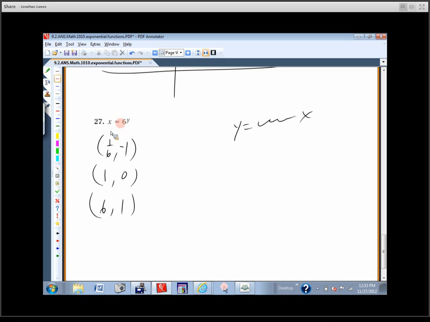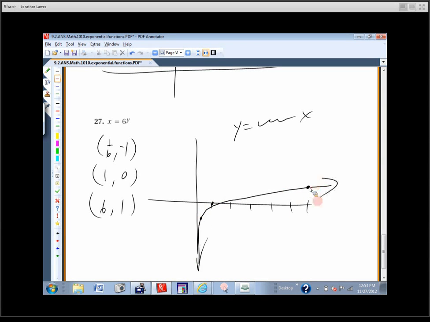So if I were to sketch this, 1/6 and -1. So that would be about right here. 1, 0 would be about right here. And 6, 1, 1, 2, 3, one more, there we go. Okay, I'm not a huge fan of this, but it does illustrate the point, and that's how you do that particular problem. Okay, are there any questions?